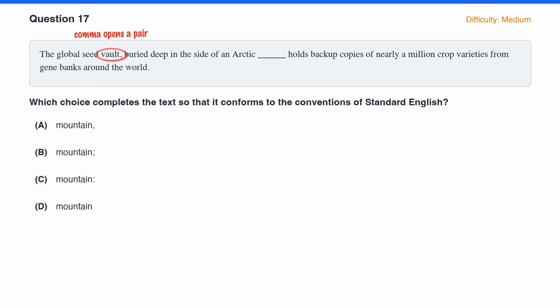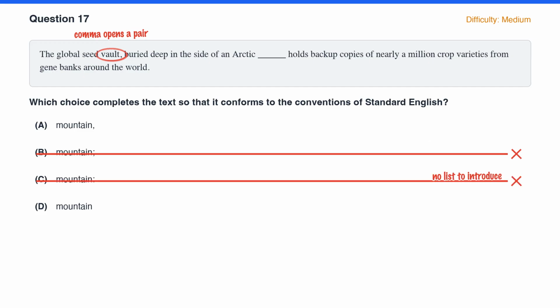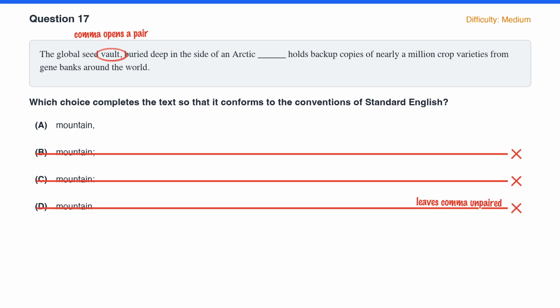Run the choices. The semicolon in B would split the subject, seed vault, from its verb, holds off the list. The colon in C tries to introduce something, but nothing's being introduced between a subject and verb, so cut it. And D drops the punctuation entirely, leaving that opening comma with no partner. That dies too. Only the comma in A closes the pair cleanly. The answer is A.